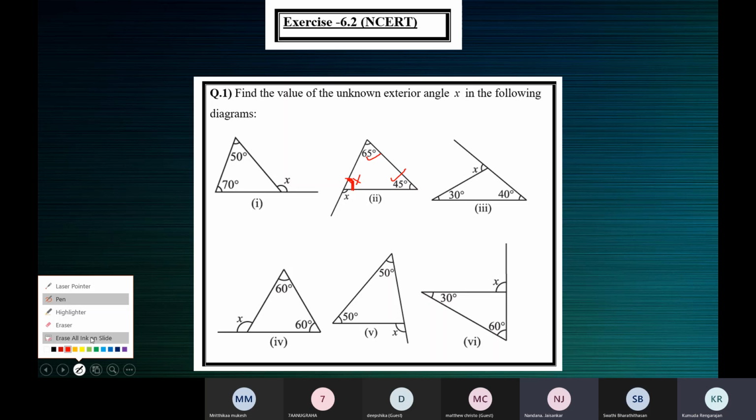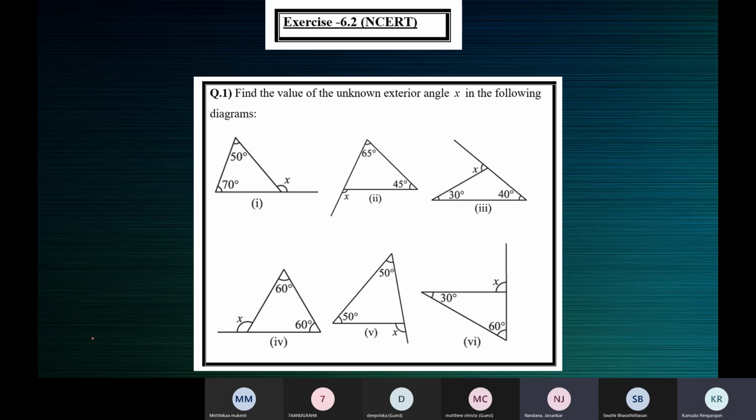Clear, ma'am. Okay, so children, one by one now. Nandana, what's the value of x here in the second figure? Ma'am, the sum of the two opposite interior angles is the answer for x. So 65 plus 45 is equal to 110 degrees. Very good. So x is equal to 110 degrees.